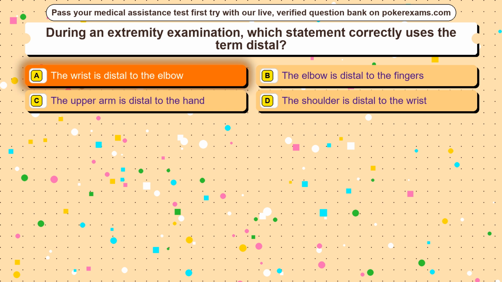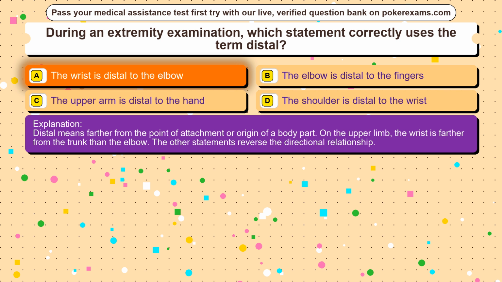The correct answer is option A, the wrist is distal to the elbow. Distal means farther from the point of attachment or origin of a body part. On the upper limb, the wrist is farther from the trunk than the elbow. The other statements reverse the directional relationship.